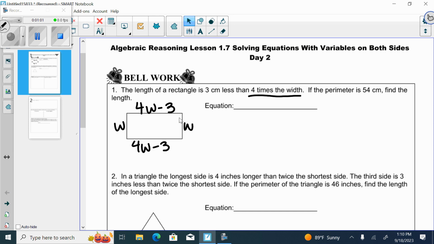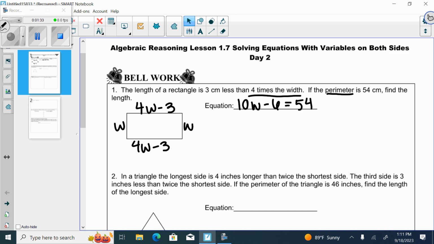All right? Now I need to go back and combine all my like terms, because how do I find the perimeter of something? You add everything up, right? So I have 4W here and 4W here, which would be 8W, and then I've got another W down here and one more. So I would have 10W minus 6, good, is equal to what? 54, good.